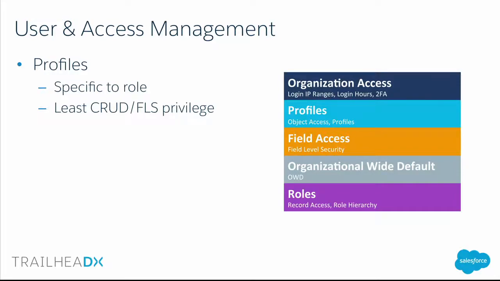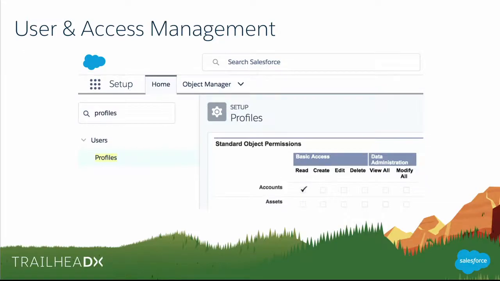So two things: develop profiles that are specific for each role, and in each of those profiles, minimize the CRUD and FLS permissions to the least privilege they need for their job. And here's a quick screenshot of how you can set those up. You just go to the setup menu, search for profiles, and then go to the object permissions section. So here we have accounts. For this specific profile, we only gave them read access on accounts. So any users under this profile will not be able to edit accounts.